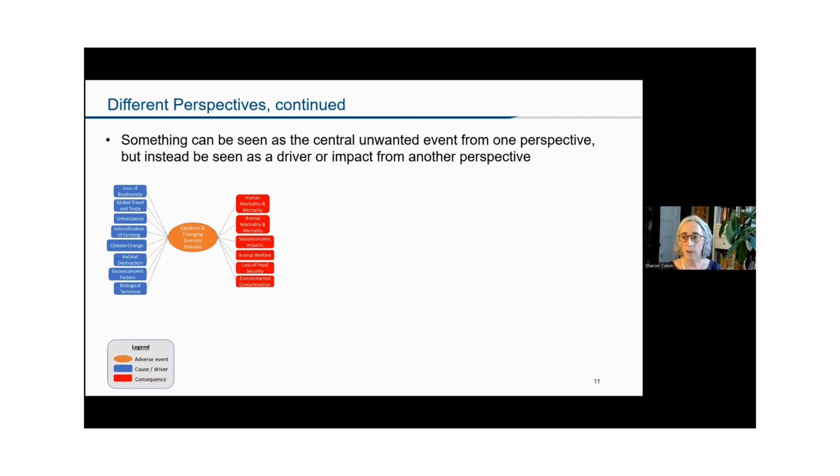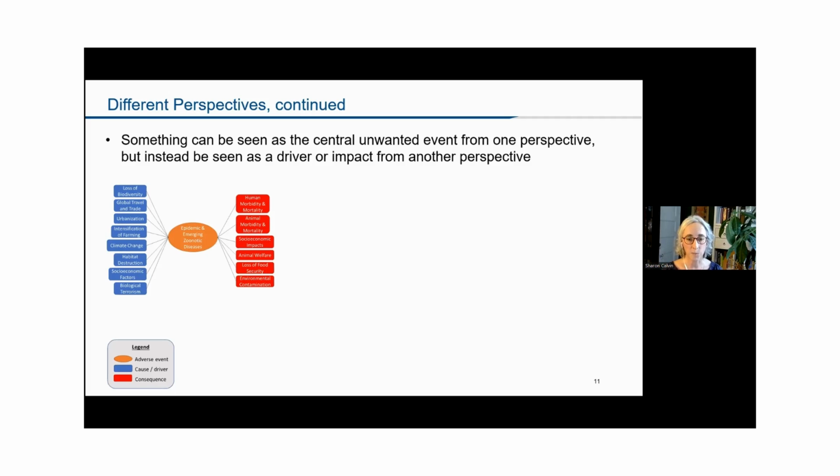And while we're talking about perspectives, it's important to recognize that something can be seen as a central unwanted event from one perspective, but instead be seen as a driver or an impact from another perspective. This is important to recognize when we're talking together across sectors about risks, and it can be illustrated using risk bow tie diagrams.